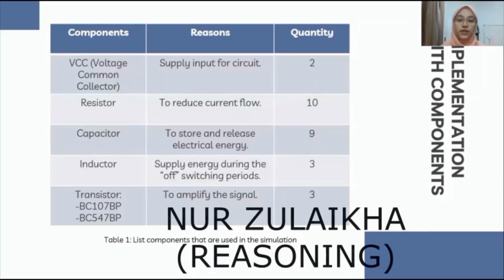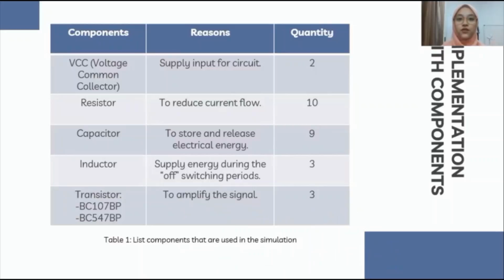So now I am going to explain the reason behind choosing these specific components. First we have VCC. It stands for voltage common collector. It is used to supply input for the circuit. The quantity used is 2. Next, resistor, to reduce the current flow, and the quantity used is 10. Moving on to capacitor, it is used to store energy and release electrical energy. The quantity used is 9. And then we have inductor, to supply energy during the off switching period. The quantity used is 3. And lastly, we have transistor, to amplify the signal. The quantity used is 3.